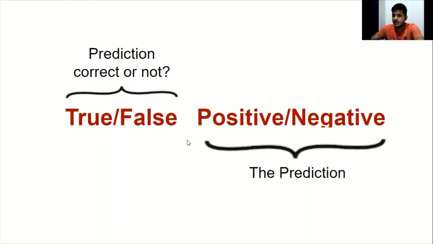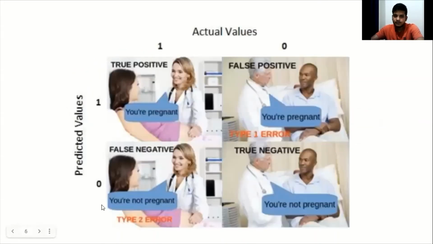So for example, if your model is doing a COVID test and the model says someone is positive, but actually he was not positive, in that case your prediction is not correct. So here you would write false. But your prediction is positive because your model said he's COVID positive, so you would write positive. So you would write false positive. Let's look at some more interesting examples.